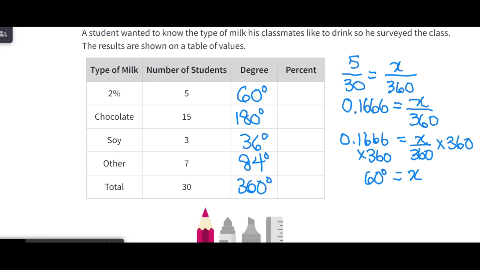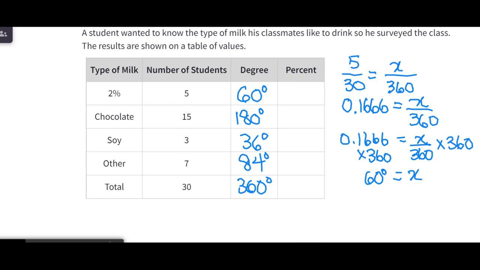All right, so how would you find out the degrees for 15 students, 3 students, 7 students? It's the same thing, same process. I already did it already, so I put the answers in here already. So again, if you want to figure this out, how do you do that in degrees? You just go ahead, replace over here with 15, and then change 15 over 30 into a decimal. And then multiply both sides by 360 and you should get 180. And that's how you get the degrees for 3 and 7 as well.